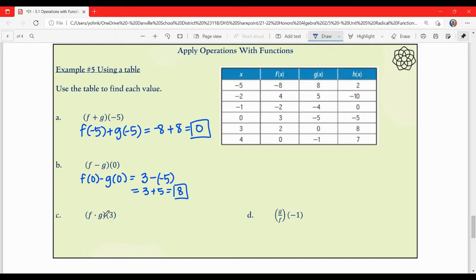Okay, if I do letter C, f times g of 3, so that's f of 3 times g of 3. So f of 3 is going to be 2 times g of 3, which is 0. 2 times 0 is 0. If I do letter D, g divided by f of negative 1, so that's g of negative 1 divided by f of negative 1. So g of negative 1 is negative 4, and f of negative 1 is negative 2, and that's 2.